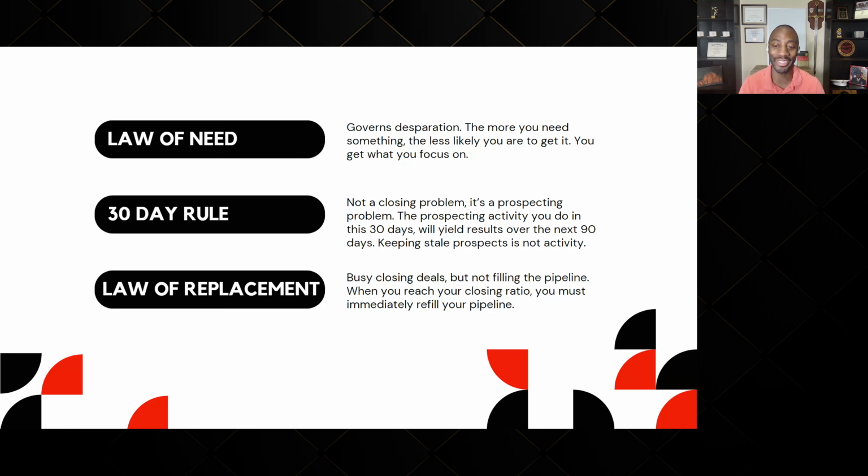All right. And then the third law is the law of replacement. And I love this because this helps out with the other two. So speaking of that same example, if you prospected in January and then you've closed 20 clients in February and you've gotten a few more in March and you got a few more in April, you notice that it's difficult for you to probably go out.